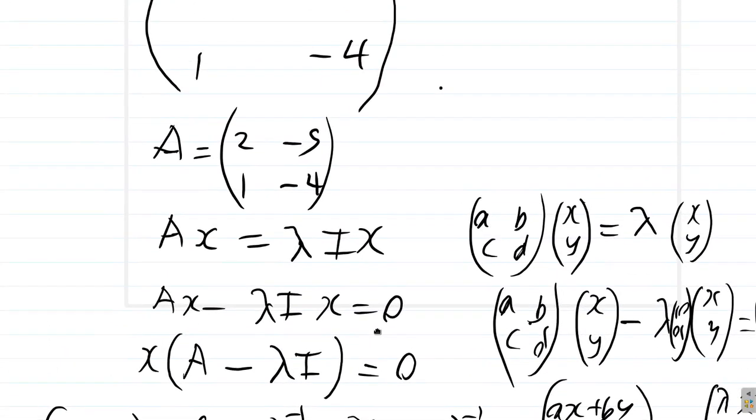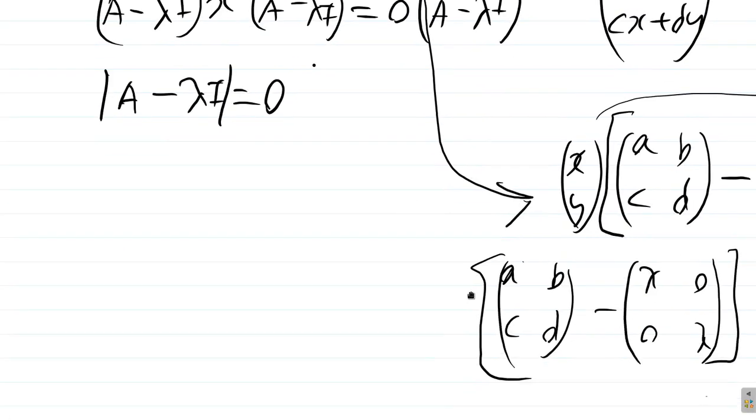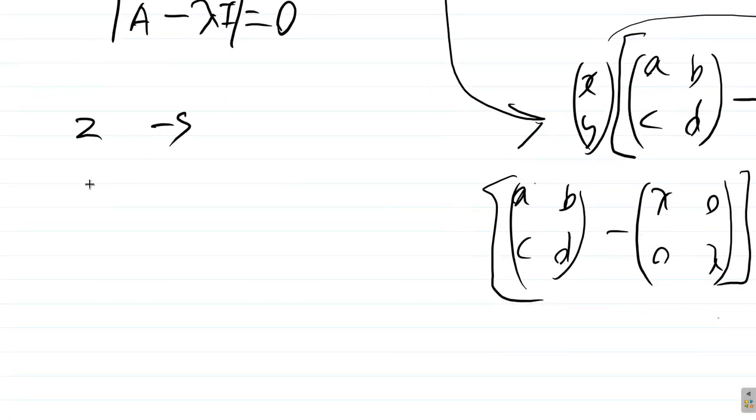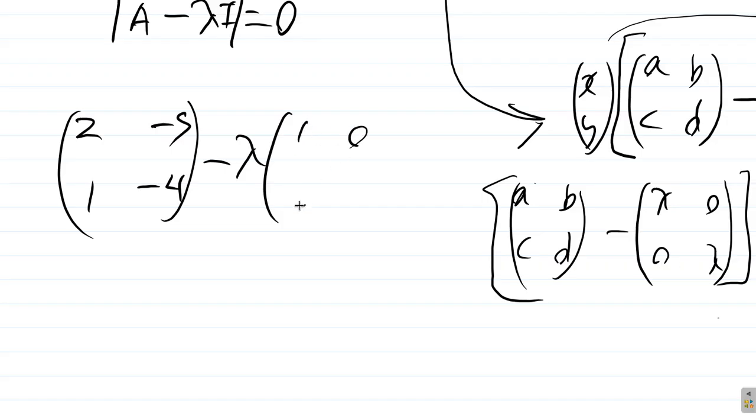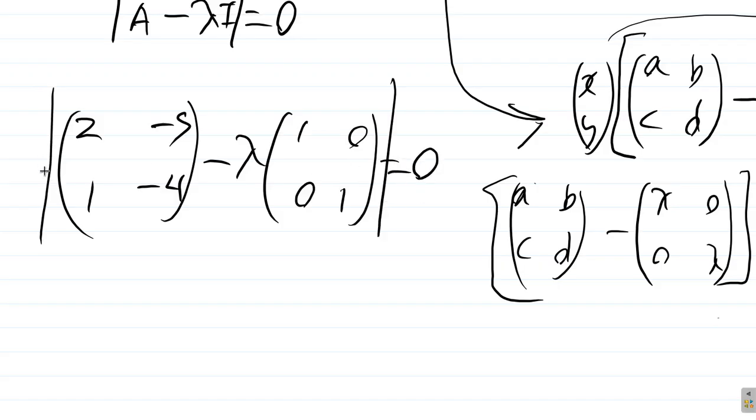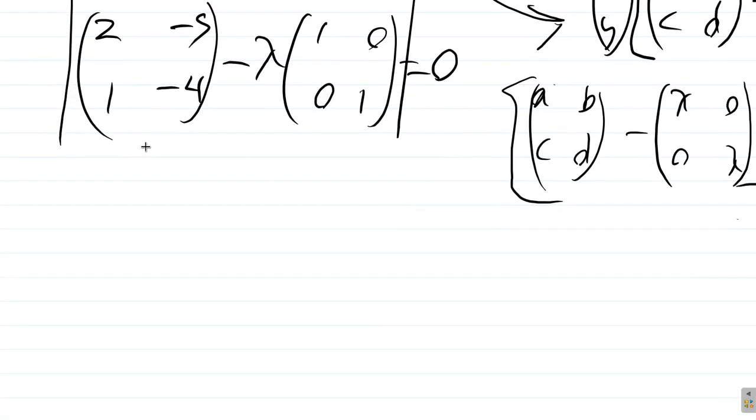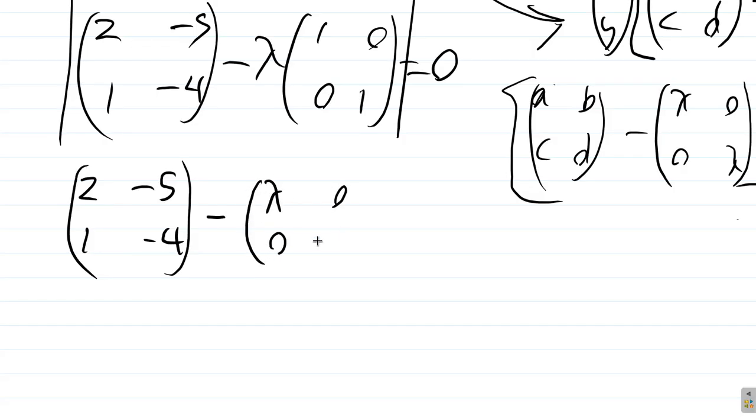So now let's put this in. A is 2, negative 5, 1, negative 4. So you have 2, negative 5, 1, negative 4 minus lambda by 1, 0, 0, 1. The determinant of that is equal to 0. Alright? So if you multiply lambda by what you have in the elements in the matrix, you'll have 2, negative 5, 1, negative 4 minus lambda 0, 0, lambda, the determinant of which is 0.